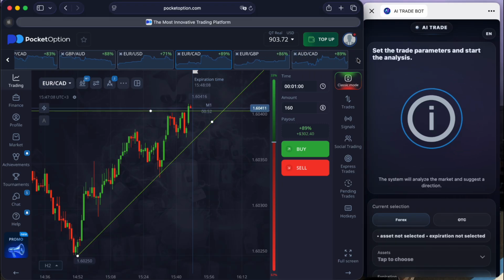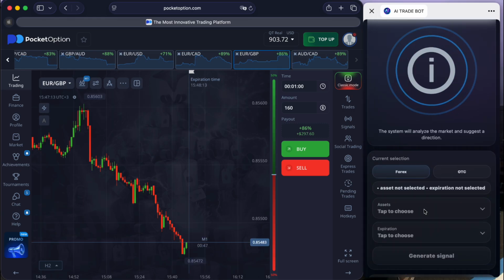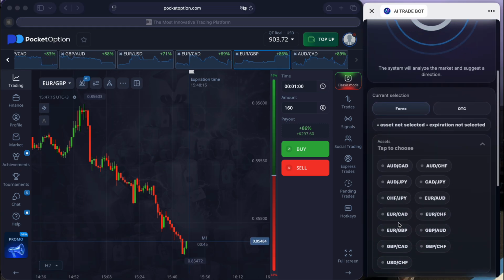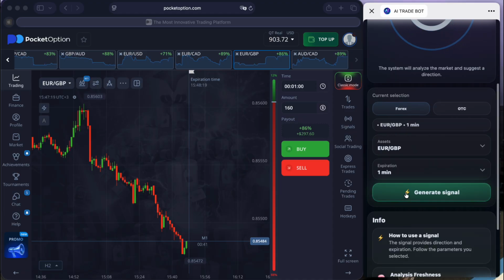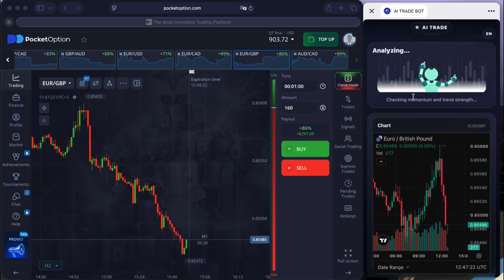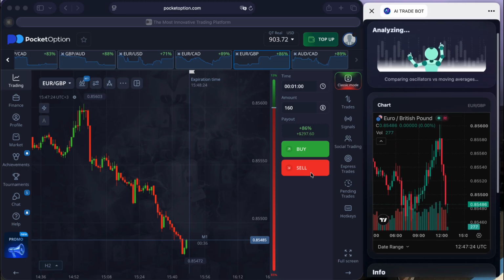I'm switching further to the Euro-British pound. Here, the price is moving along a descending trend line. Let's double-check our technical analysis. I think the pullback movements will continue to prevail on this asset again. So I'm requesting a signal from this bot, and I'm waiting for technical analysis from it.